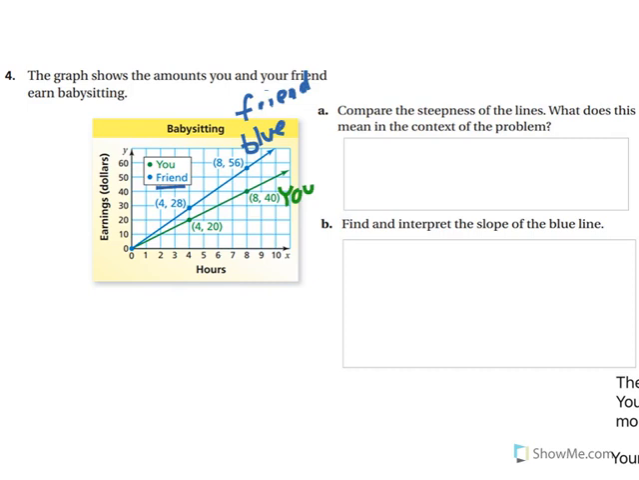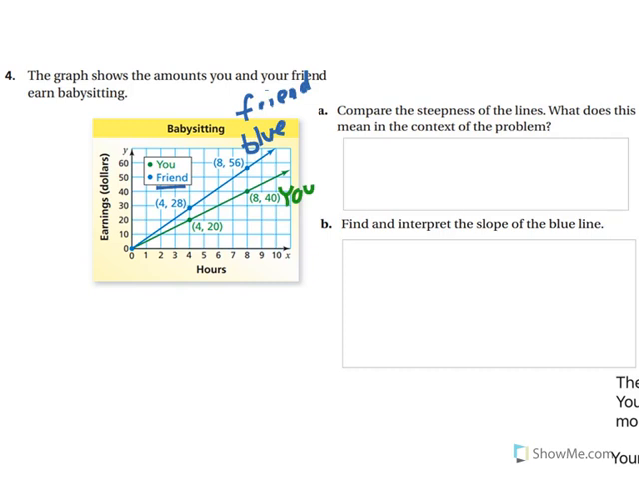Okay, let's take a look at this. So for part A, it says compare the steepness of the lines. What does this mean in the context of the problem? Well, if we're looking at the blue line and the green line, we can tell which line looks steeper to you. Well, the blue line is steeper, obviously. It goes up at a faster rate, right? And so the blue line is steeper.